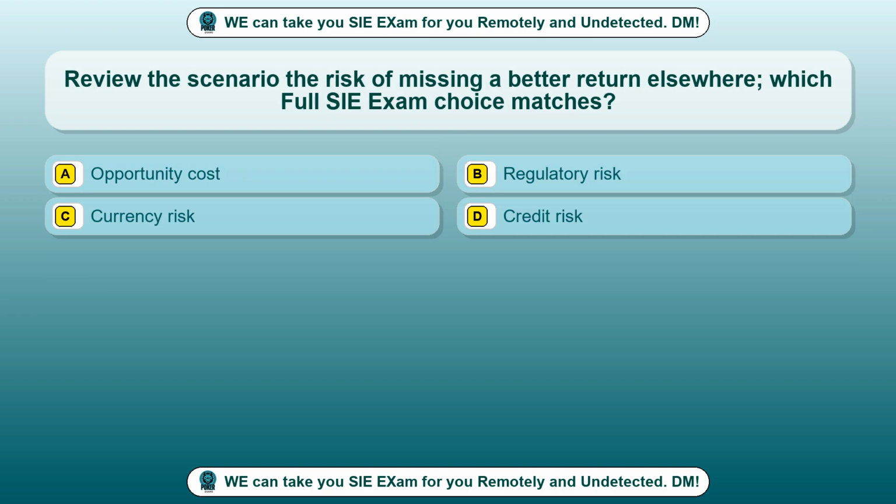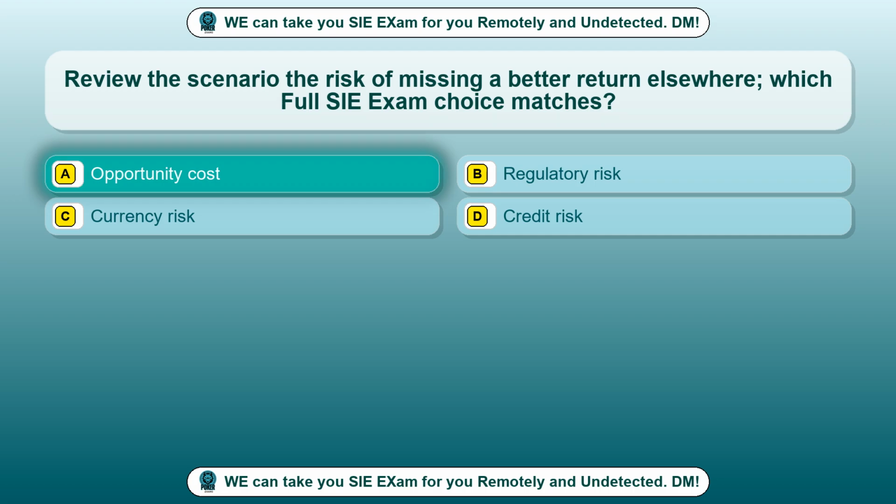Question 16. Review the scenario: the risk of missing a better return elsewhere. Which full SIE exam choice matches? Option A, opportunity cost. Option B, regulatory risk. Option C, currency risk. Option D, credit risk. The correct answer is option A, opportunity cost.